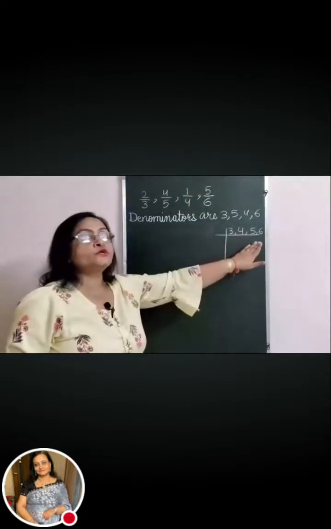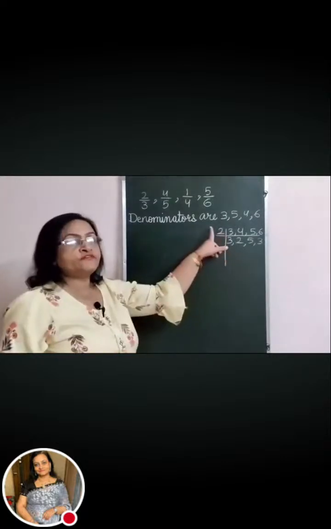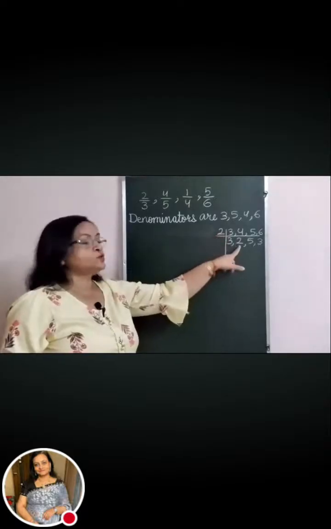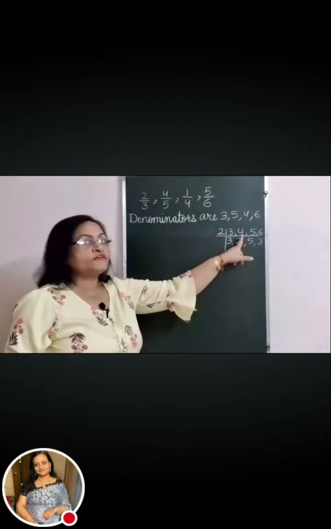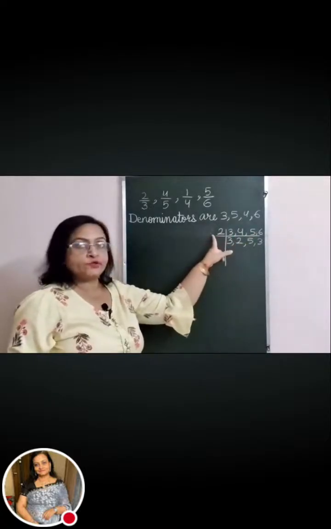Here we have two even numbers. So we will divide them by 2. 3 cannot be divided by 2. So 3 will be written as it is. 4 divided by 2 is 2. 5 also cannot be divided by 2. So 5 will also be written as it is. And 6 divided by 2 is 3.